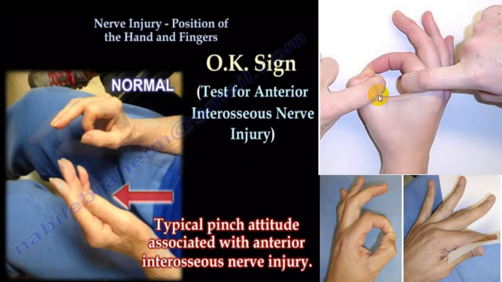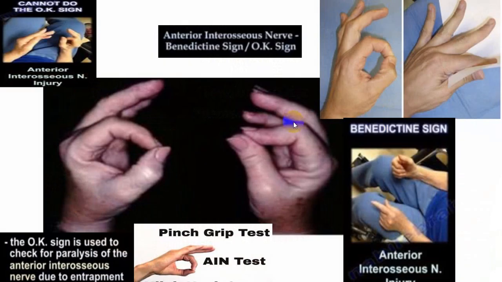And these muscles will be affected. So you can check that. You can see this is normal, this is abnormal. This is abnormal, this is abnormal. You can see this is normal, this is abnormal. This should be the way. But if a person is not able to do this movement, we do suspect anterior interossei nerve injury.